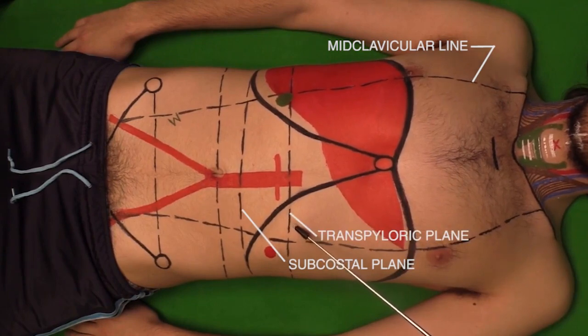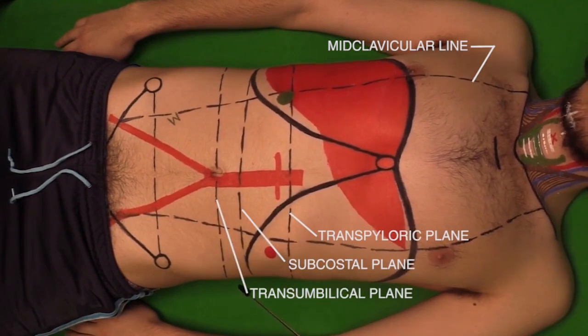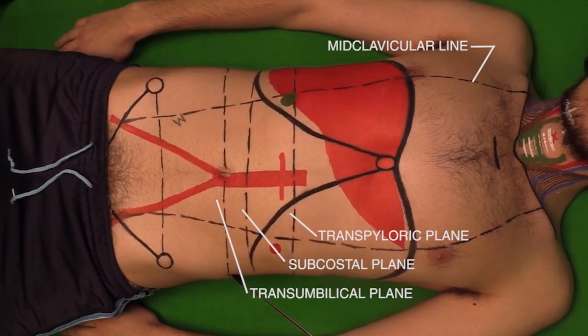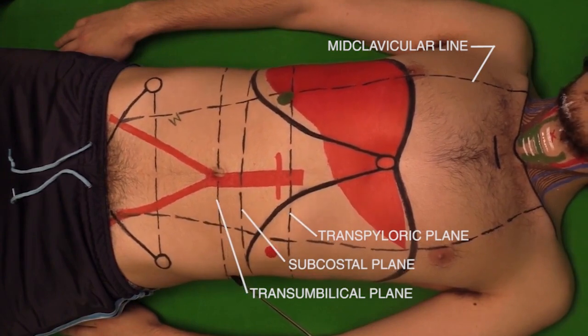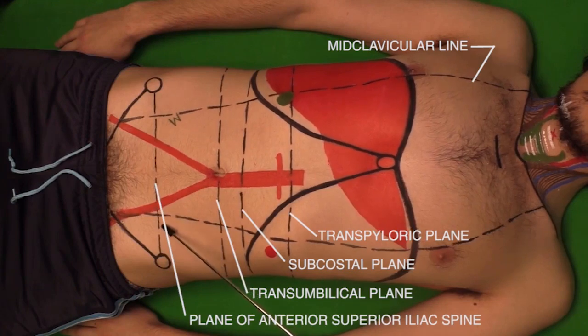Then continuing inferiorly, we can see the transumbilical plane, which in Levi is at the same position as the plane of the iliac crests. And then we can also identify the plane of the anterior superior spines.